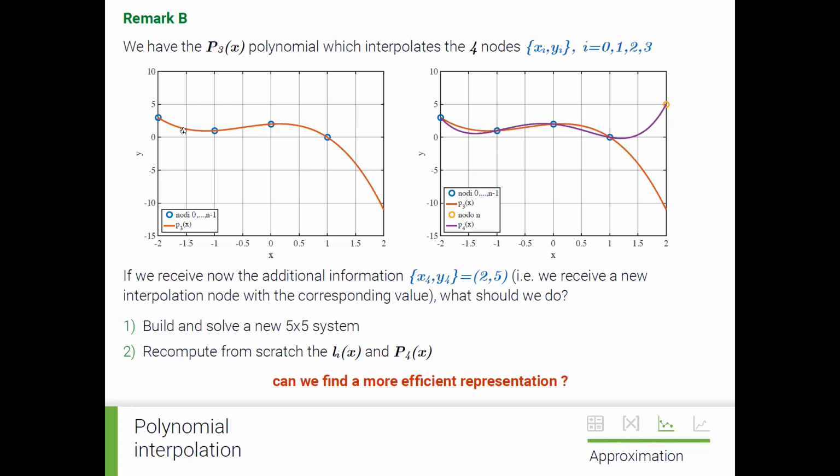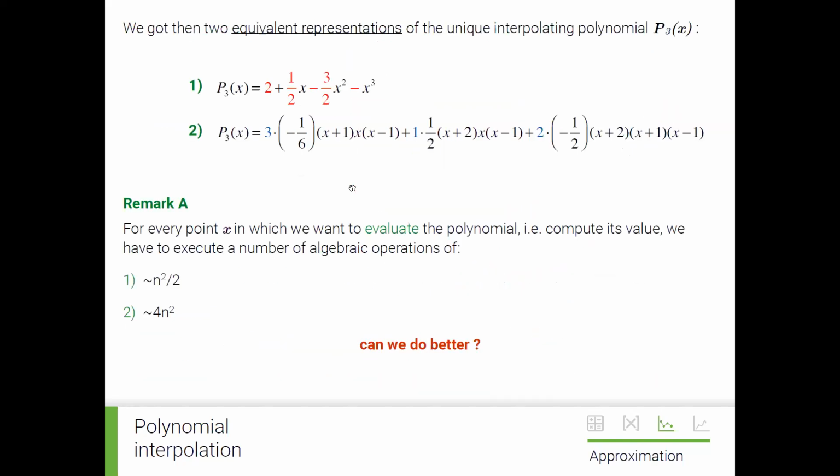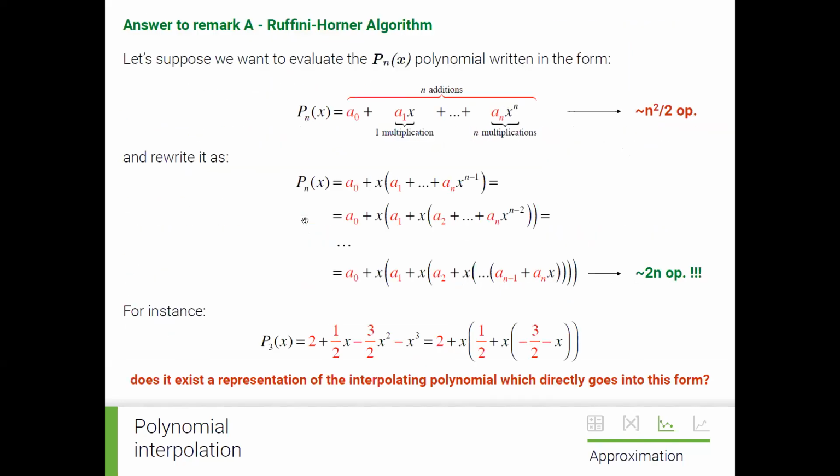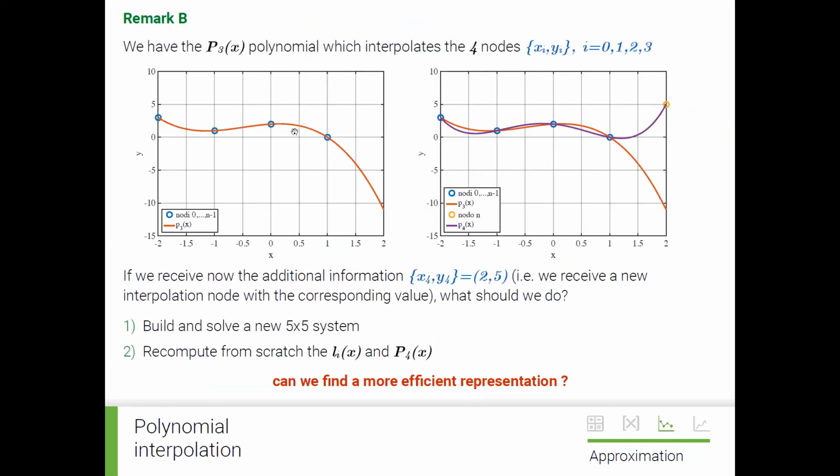Here you can see the graph of the P3 polynomial with nodes 1, 2, 3, 4. From this table there was -2, -1, 0, and 1, and the corresponding yi's were 3, 1, 2, 0. These points are evaluation points, our nodes. But when we add the fifth node, it will be a new graph, this graph now in violet. You can see this is the graph of P4.